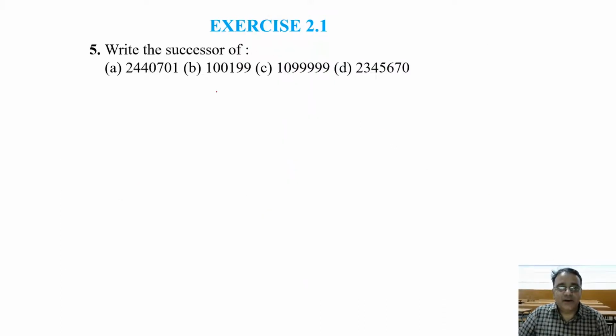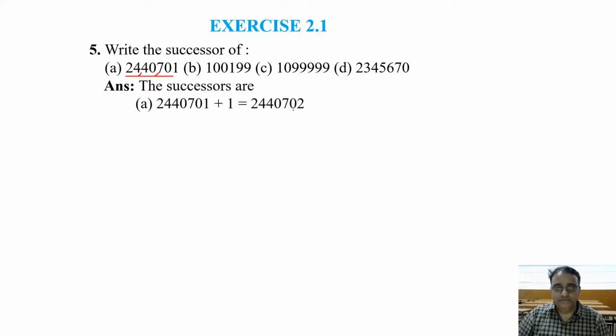Write the successor of 24 lakhs 40,701. Simply we have to add 1. तो क्या हो जाएगा, 24 lakhs 40,702. Next one. So next number is 1 lakh 199. So we have to add 1. अगर इसमें 1 ऐड करेंगे तो ये 200 हो जाएगा. ठीक है, तो 1 lakh 200.